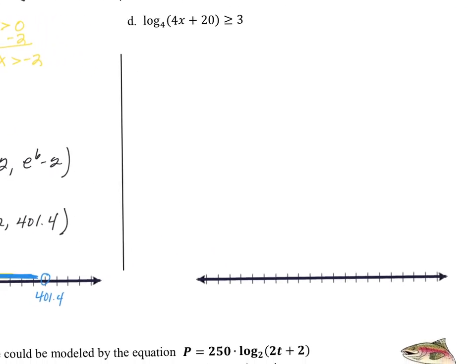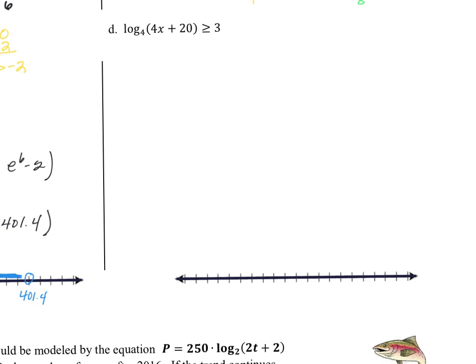All right. So last one, and we'll get out of here. Log base 4 of 4x plus 20 is greater than or equal to 3. So remember, I have to do right here the inside. Okay, so 4x plus 20 is strictly greater than 0, so subtract 20 from both sides. I get that 4x is greater than negative 20. Divide by 4. X is greater than negative 5.